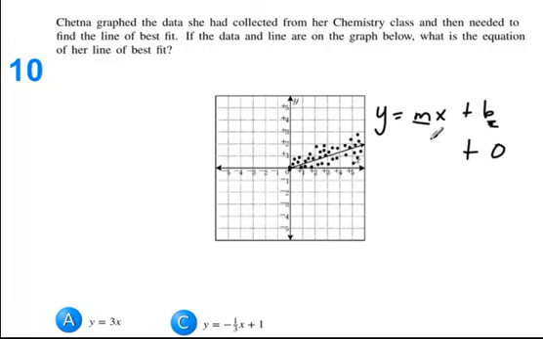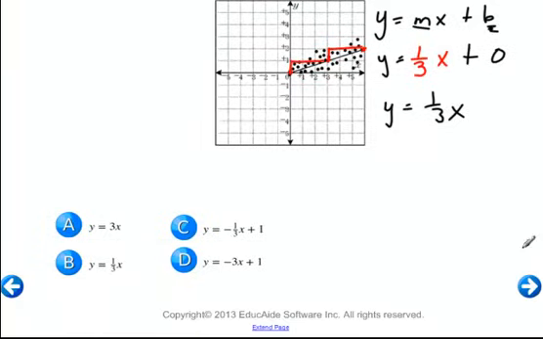So now we use our slope. We know our slope goes from one point to another point that we can identify, and it's rise over run. So up 1, over 3, up 1, over 3. So my slope is 1/3 x. So I have y equals 1/3 x plus 0, or y equals just 1/3 x. And we can see that's letter B.